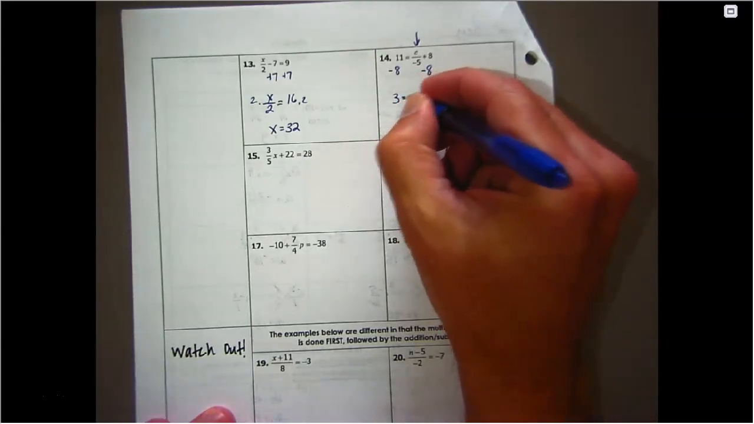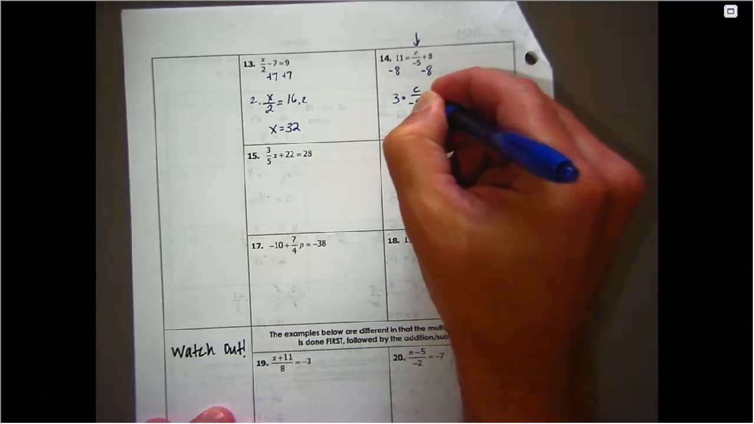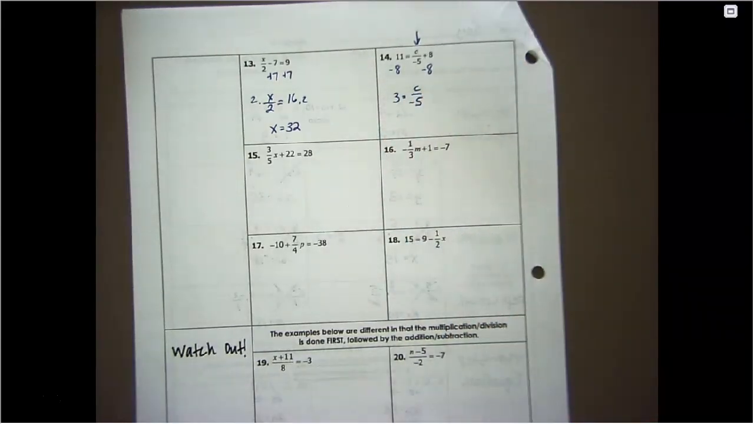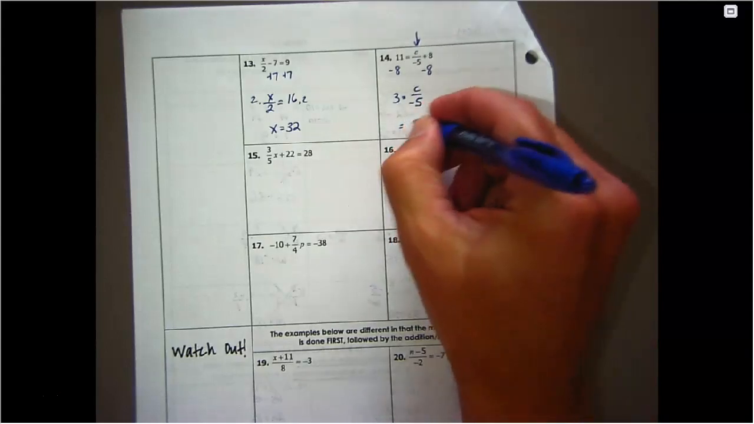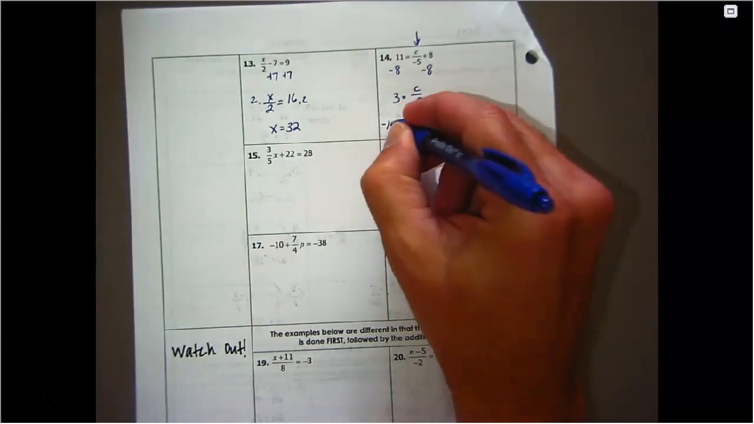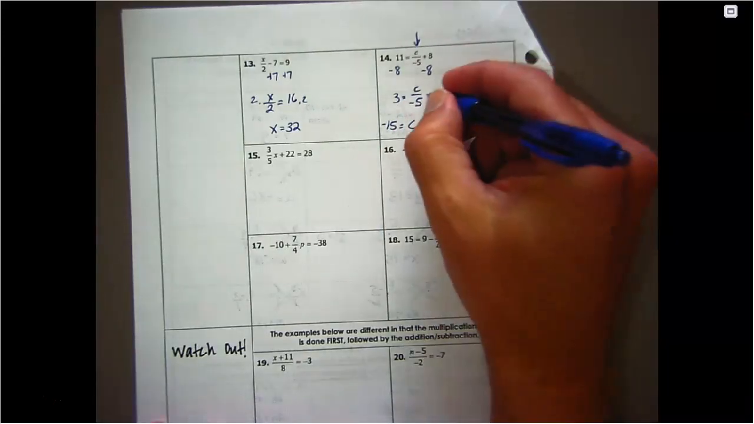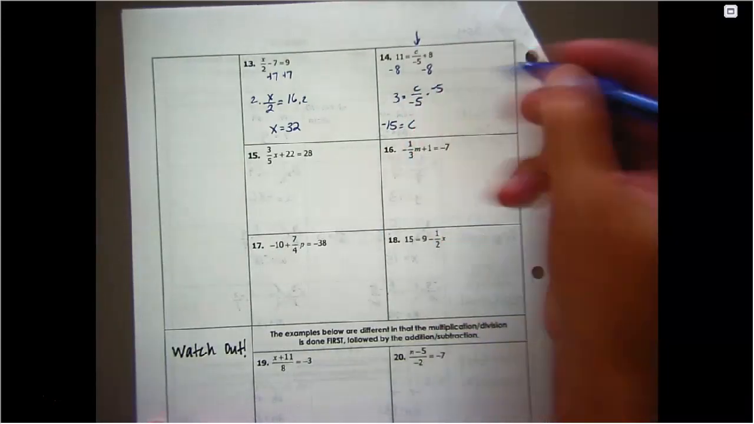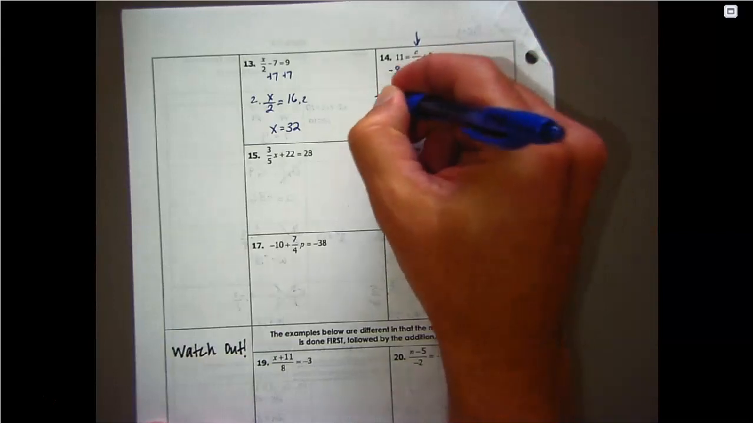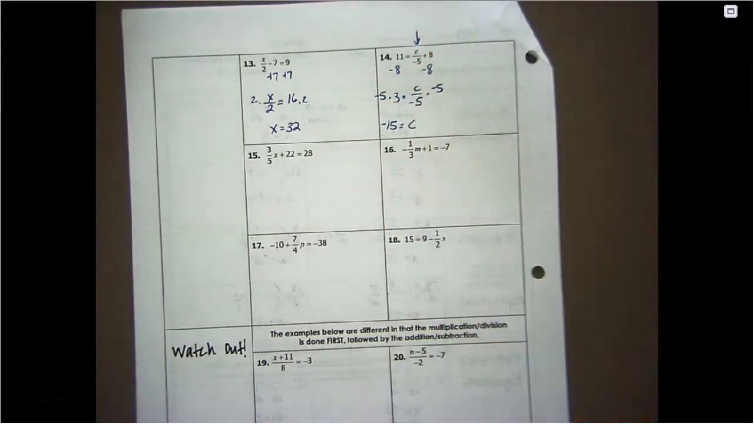I'm going to get 3 is equal to c over negative 5. We're going to get c is equal to negative 15. Because I'm skipping steps on you, we're going to multiply by a negative 5. And we're going to get negative 15 is equal to c.